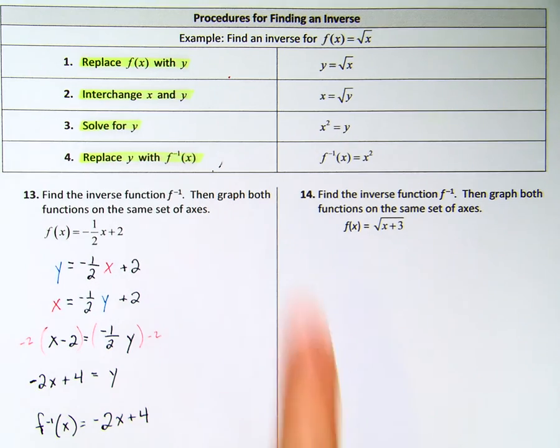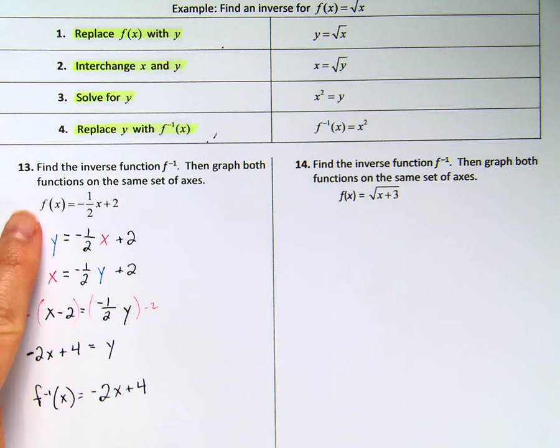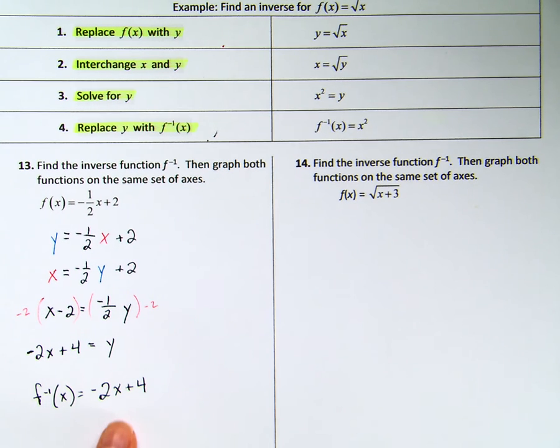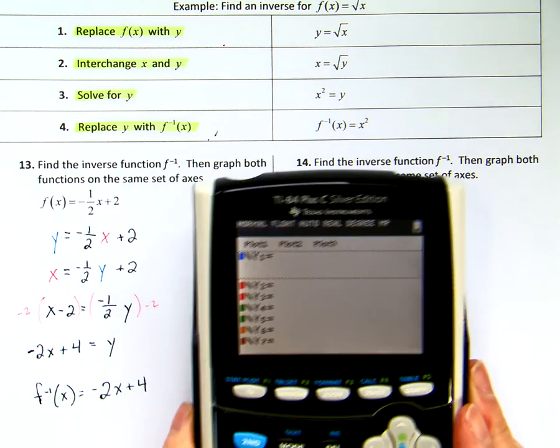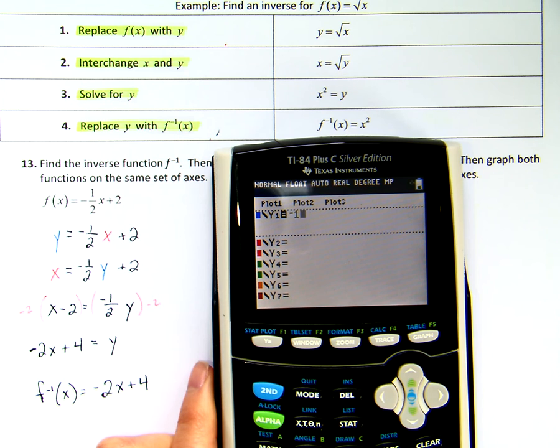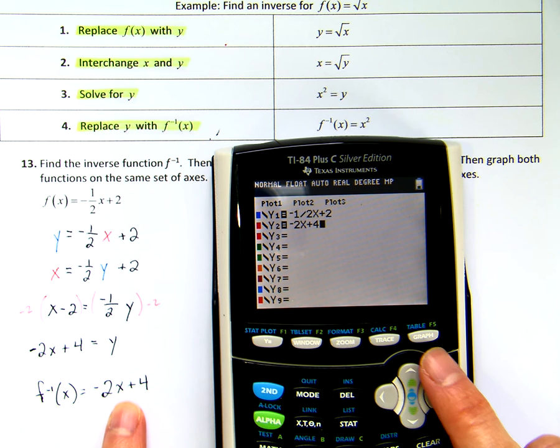The next thing asks us to take a look at the graphs and make sure that we've done things correctly. So I'm going to graph both my original function and its inverse and make sure that these are in fact inverses, that I have not made any mistakes. So I'm going to start with a negative 1/2 x plus 2. Then I'm going to graph my negative 2x plus 4. When I look at my graphs, they should be reflections across the line y equals x.